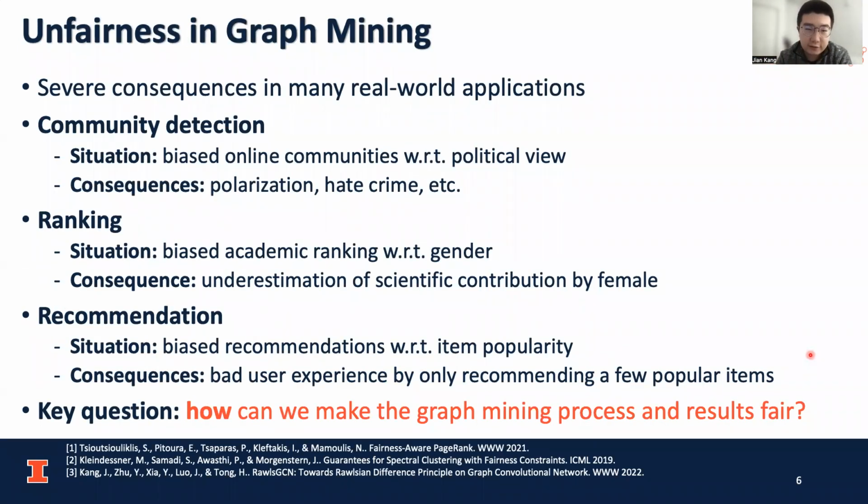This kind of unfairness in graph mining results can have very severe consequences in many real-world applications. For example, if an online community is biased with respect to the political view of its members, then it may further cause problems like hate speech, hate crime, or polarization. This unfairness could also cause problems in many other applications, like ranking and recommendation. To avoid this situation, a key question we want to answer in my research is how can we make the graph mining process and the graph mining results fair?